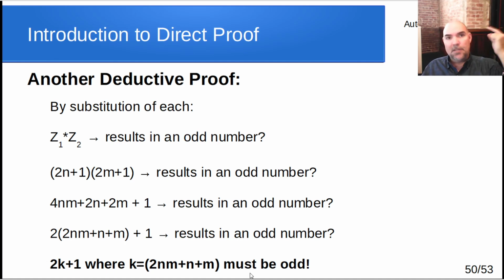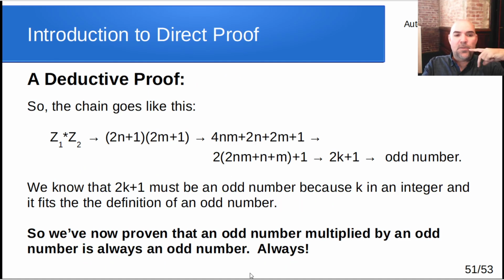So an even number times an even number will always produce an even number. An odd number times an odd number will always produce an odd number. And again, the chain for this one goes like this. z1 times z2 is the same as 2n plus 1 times 2m plus 1, which is the same as all of that multiplied out. Factor the 2 out of this to get 2 times (2nm plus n plus m), plus 1. And that's the same as 2k, where k is the stuff in parentheses here, plus 1. And that fits the definition of what an odd number looks like: 2 times some integer plus 1 more. In other words, an even number, and we shift over by 1. So that has to be an odd number.